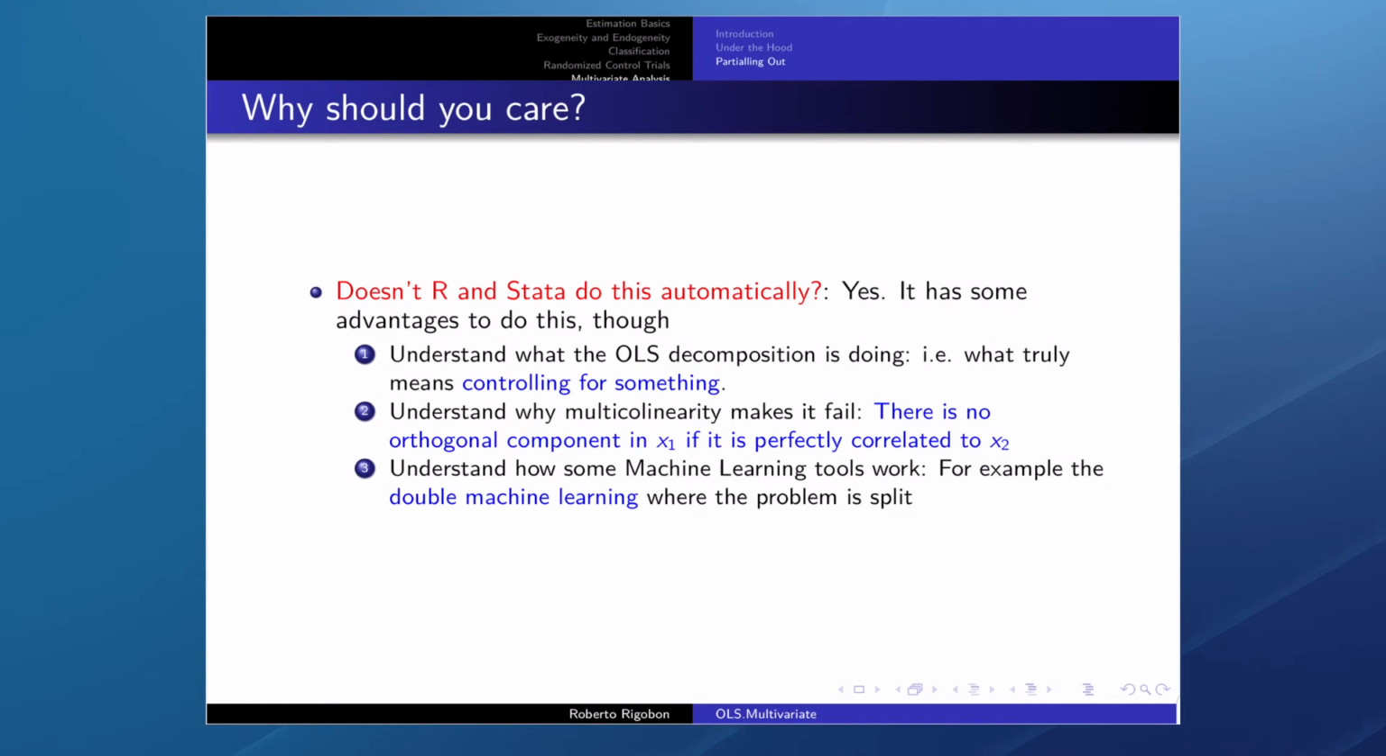Let me do this again. So I have y on x, and then I have a bunch of variables, c1, c2, cn. The coefficient on the x is the same as running the following procedure. I run first x on all the z's, then I compute the residual, Rx equals x minus x hat, and then I run the regression y equals beta Rx. The two betas are identical.